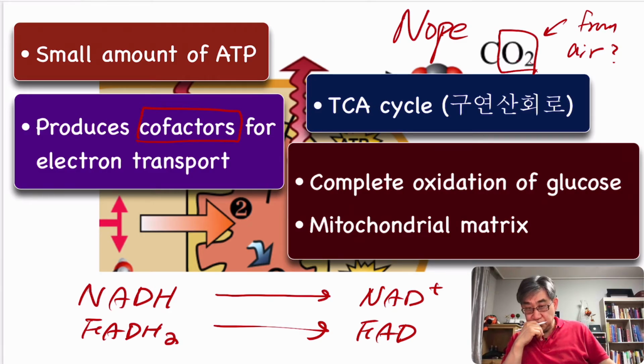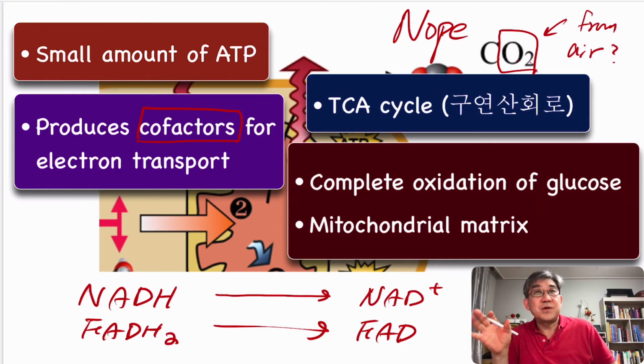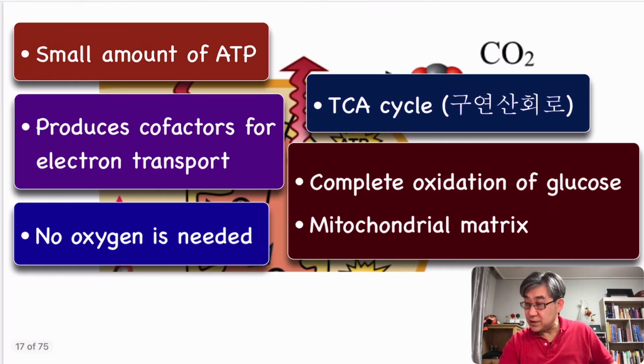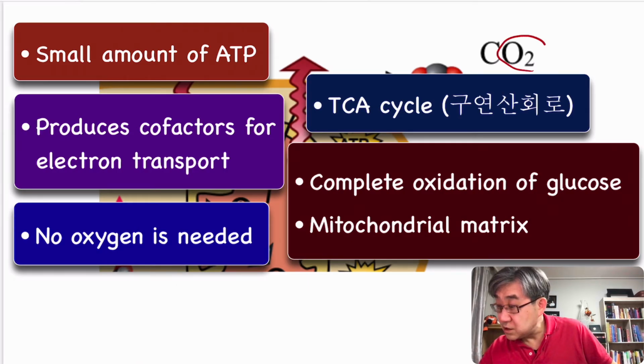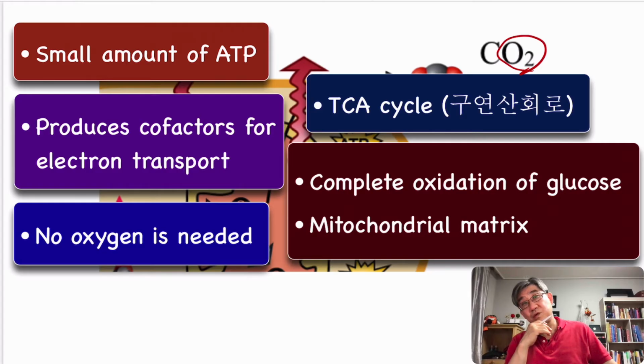So these are actually probably the more important outcomes of this cycle. Those carriers produced in this stage will have a very important role in driving the final, most important reaction of the respiration. And up until this stage, as I mentioned, you don't really need any oxygen. Remember, oxygen over here is not the oxygen that you got from outside, the air. So no oxygen is needed. The only stage that needs atmospheric oxygen is the very final stage of the entire process.